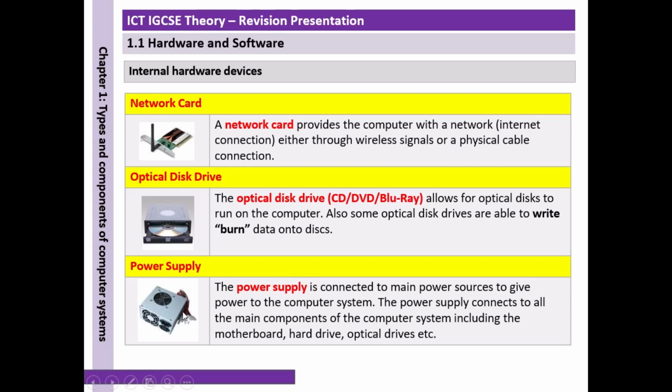And then we have got the power supply. It's connected to the main power source to give power to the computer system. The power supply connects to all the main components of the computer system, including the motherboard, the hard disk, and the optical drives. So it distributes power to the motherboard and other devices such as the optical drive and the ones that I've listed here, the hard disk.